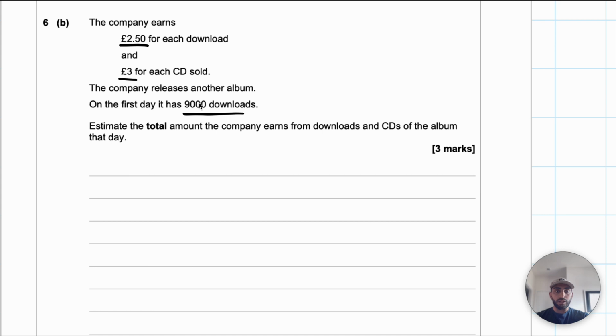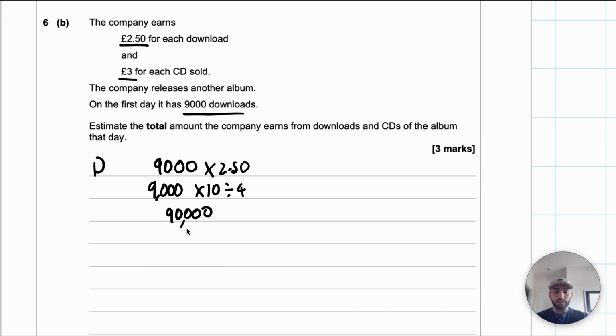So we're trying to find out the amount that the company will be earning for an album that has 9,000 downloads. So let's work out the total that they're going to earn from the downloads first, because we already have the number for that. So for the downloads, we know that there's 9,000 altogether. We're multiplying that by £2.50. Instead of multiplying by £2.50, I'm going to times by 10 and divide it by 4, because that's the same as times by £2.50. So we've got 9,000. 9,000 times 10 is 90,000. And if I divide that by 4, that's the same as halving it twice.